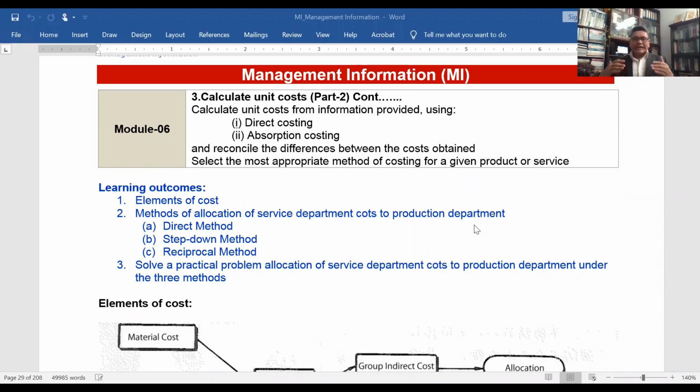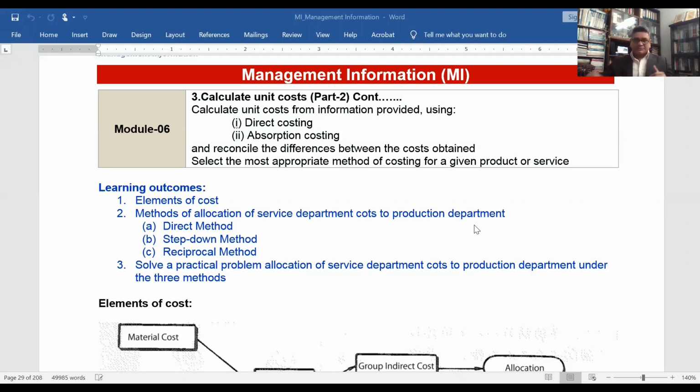Today we are going to discuss management information, the calculation of unit cost. Part 2 is the continuation of previous module 5. So here we will see today the elements of cost, and methods of allocation of service department costs to production departments under 3 methods: direct method, step-down method, and reciprocal method. Also, we will solve a problem under these 3 methods.